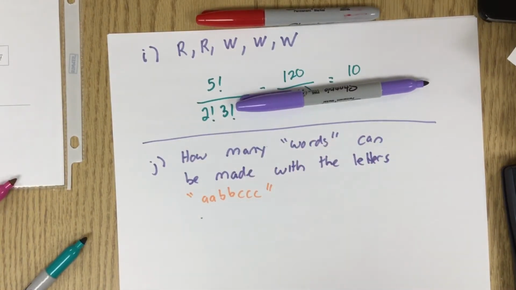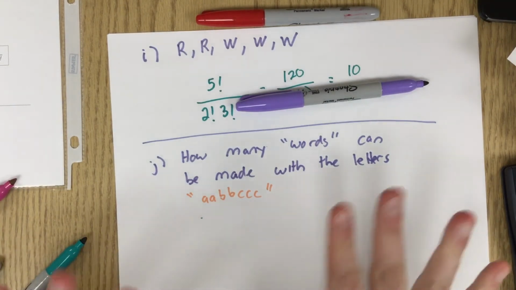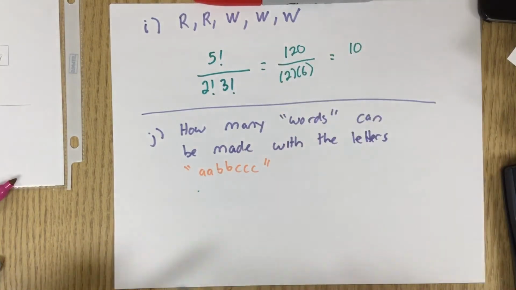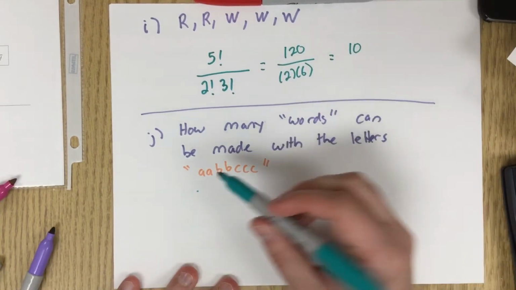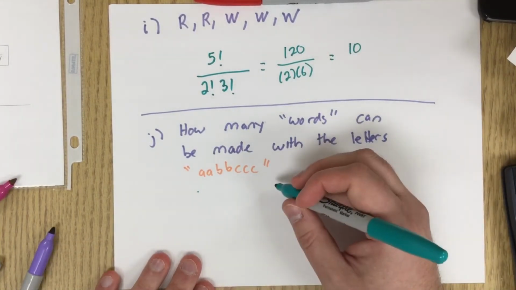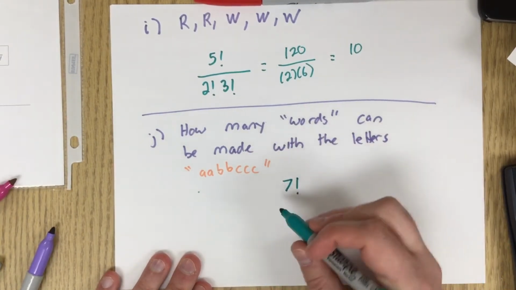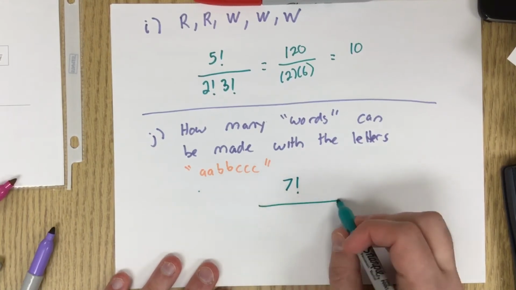So how many words can be made with the letters A, A, B, B, C, C, C? Now I'm not actually asking for real words here, I'm asking for essentially arrangements of letters. And we're assuming we're using all the letters. So that's going to be A, A, B, B, C, C, C. There's 1, 2, 3, 4, 5, 6, 7. So there's normally 7 factorial ways, if they were all different letters.